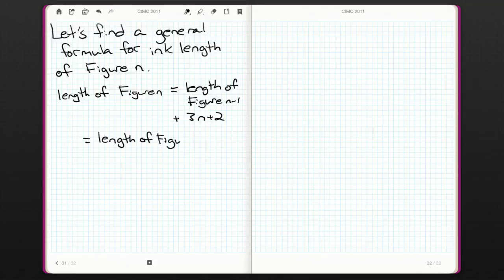So how do we figure out the length of figure n minus 1? Well, it's just the length of figure n minus 2 plus 3 times (n minus 1) plus 2. So these together make up the length of figure n minus 1, and we keep in this 3n plus 1 here.